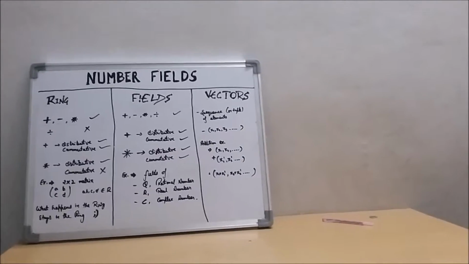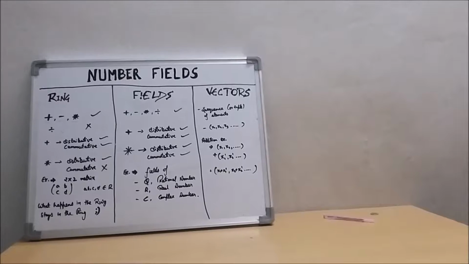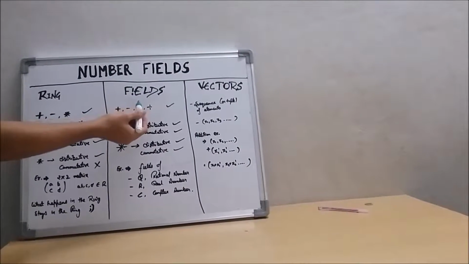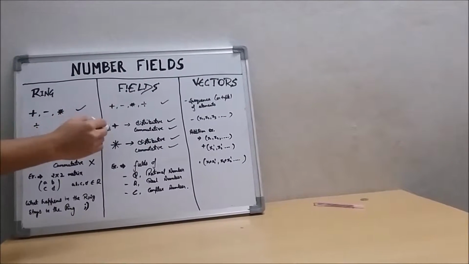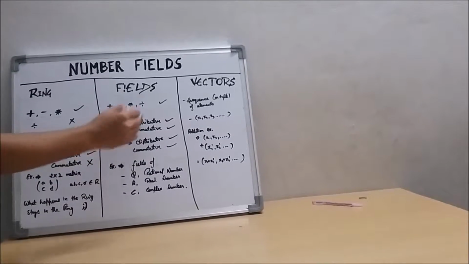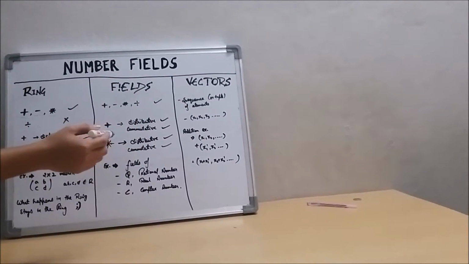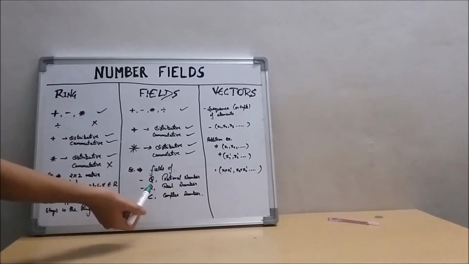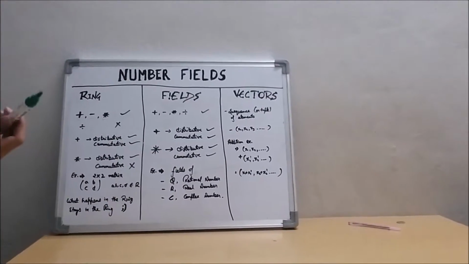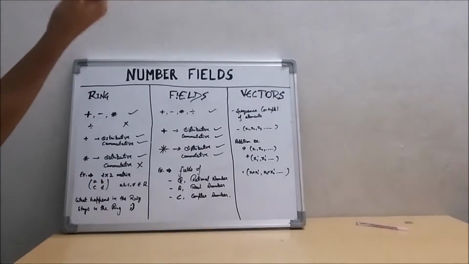Now a field. A field is just a slight extension of rings where you can add, multiply, divide, subtract, and where both addition and multiplication are distributive and commutative. Examples of fields are rational numbers, real numbers, and complex numbers. Last but not the least, vectors.